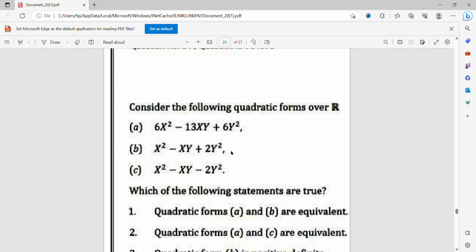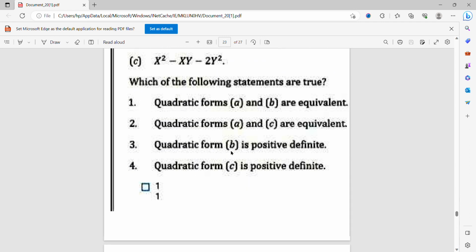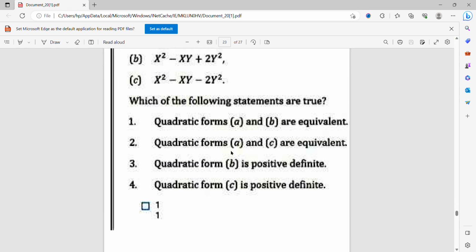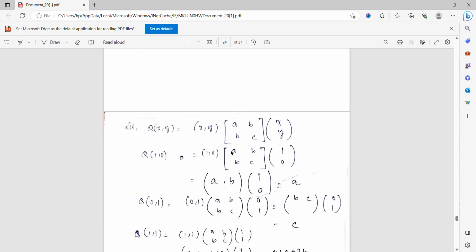Consider the following quadratic forms over R. Here A is 6x² minus 13xy plus 6y², and B is x² minus xy plus 2y², and C is x² minus xy minus 2y². So this asks that quadratic forms A and B are equivalent, quadratic forms A and C are equivalent, quadratic form B is positive definite, and quadratic form C is positive definite. So these all are asked.